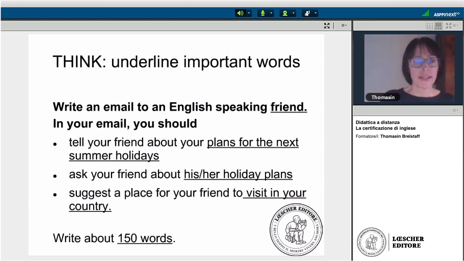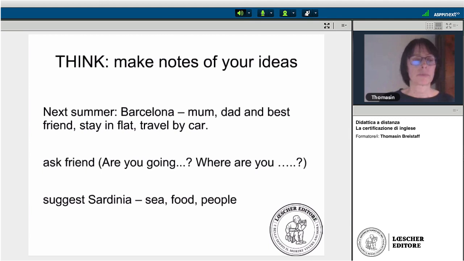Let's have a look now. The next slide will show you some notes I made in response to this task. Oops. Bring it on. There we are. Just some quick notes that I made. So in response to the first point, I put next summer, Barcelona, mum, dad and best friends, stay in a flat, travel by car. Second point, I can choose one of these ways of asking a question.